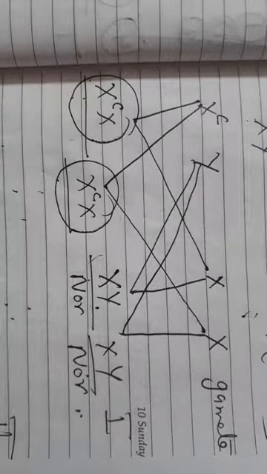Fine. So I hope these two diseases, haemophilia and color blindness, are clear to you.